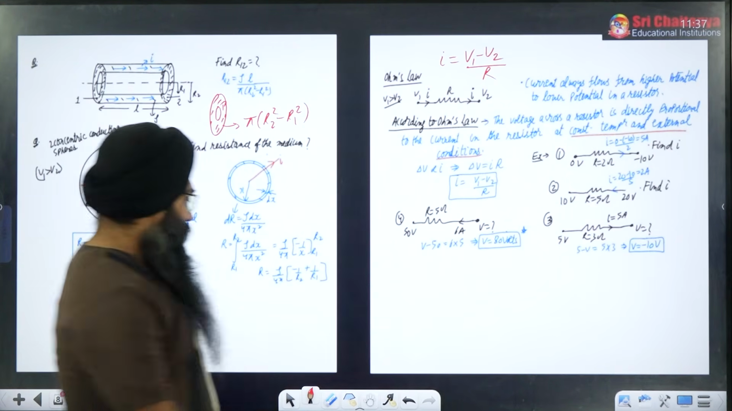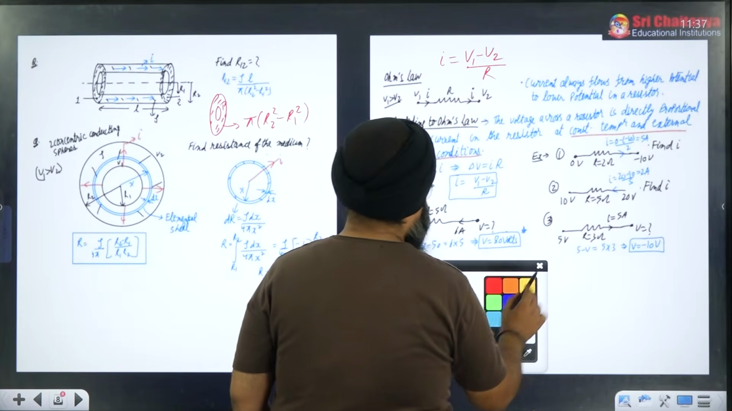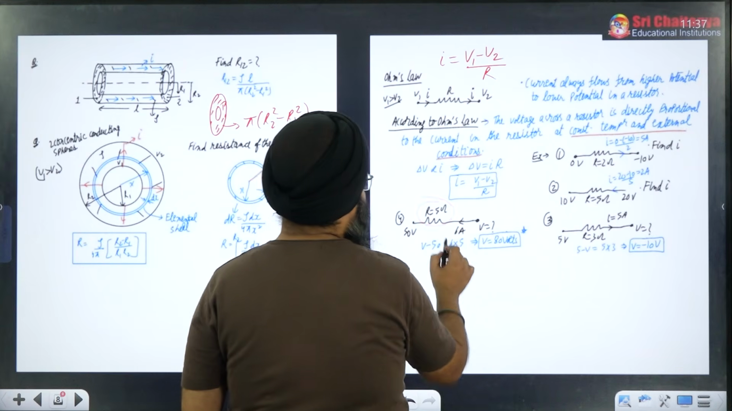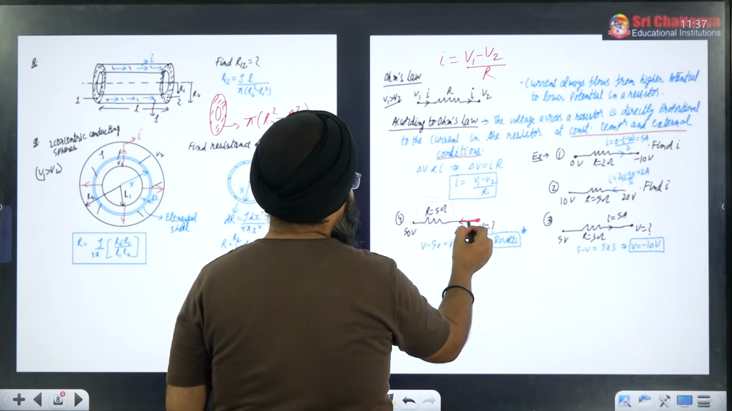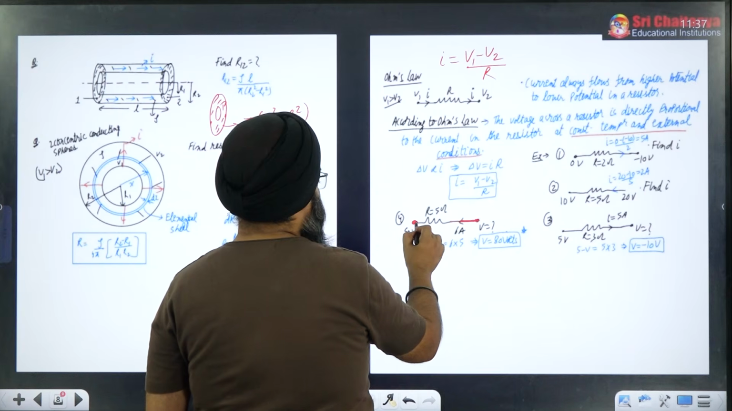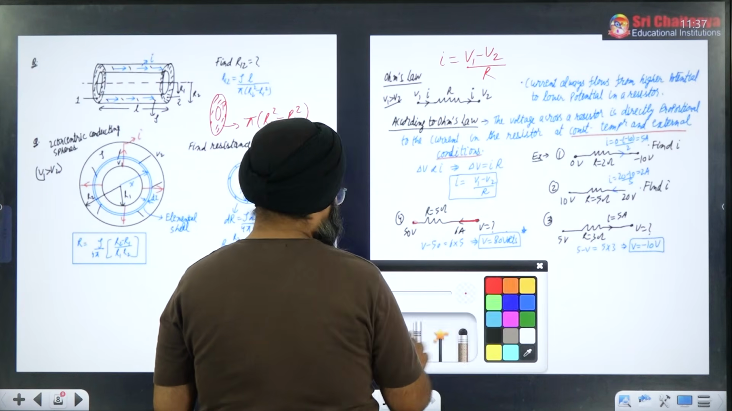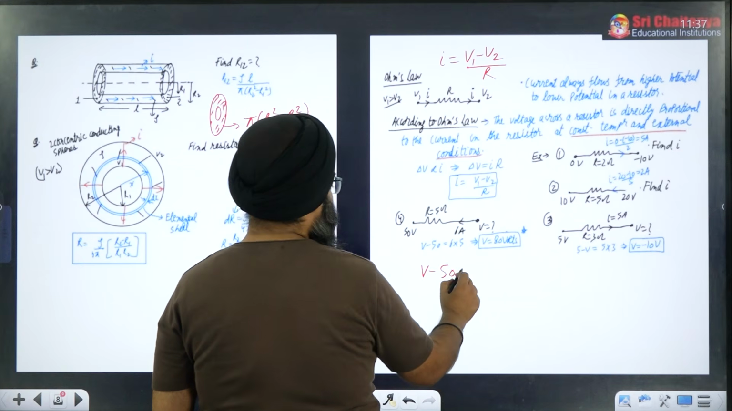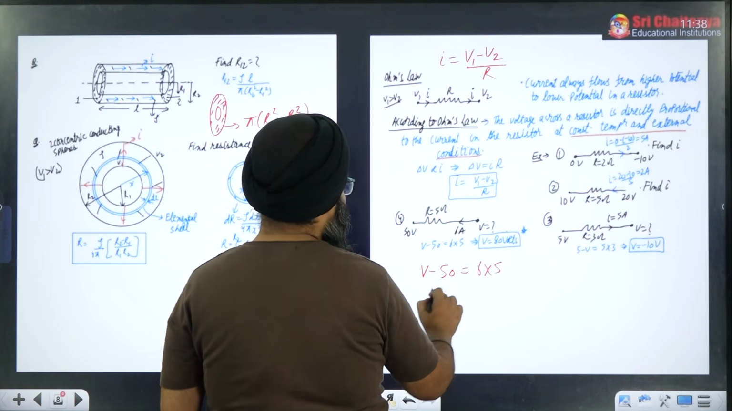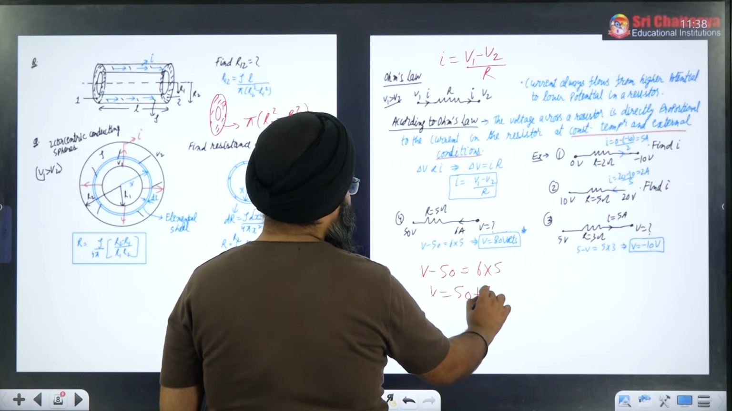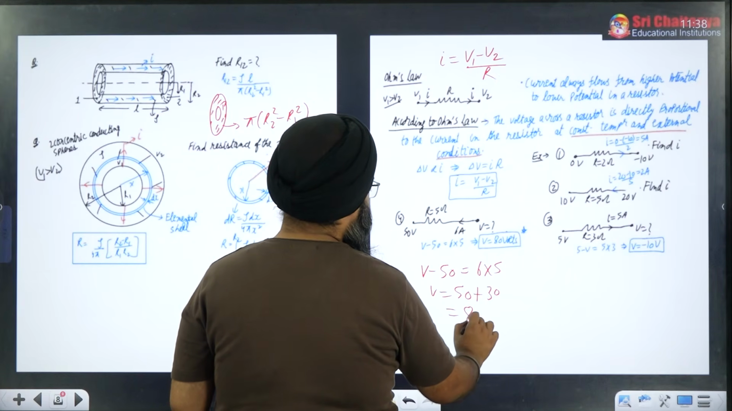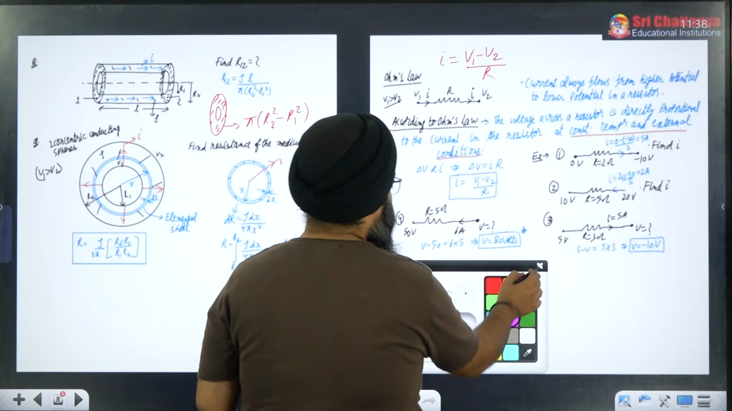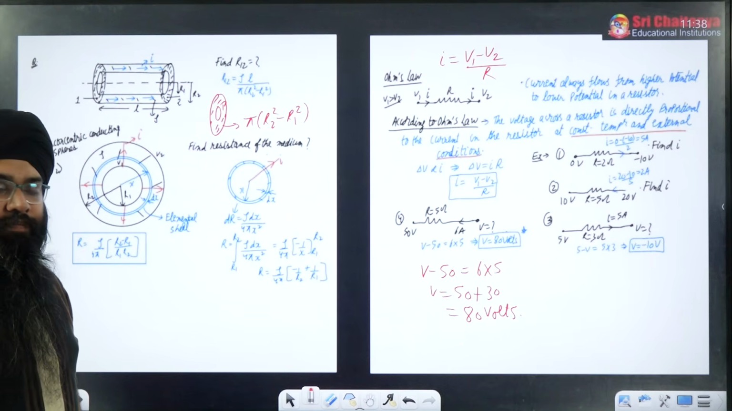So based on this, some simple questions are there. Please see. Suppose I have taken this question. Resistance is given as 5 ohm and current is going from here, 6 ampere, towards 50 volt. So how will we write? It is very easy to understand. We will write V minus 50, that is potential difference, is equal to I into R, that is 6 into 5. So V will be equal to 50 plus 30, that will be equal to 80 volts. If you remember the basic concept of Ohm's law, you will be able to do these particular questions.